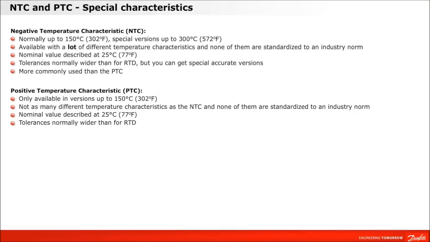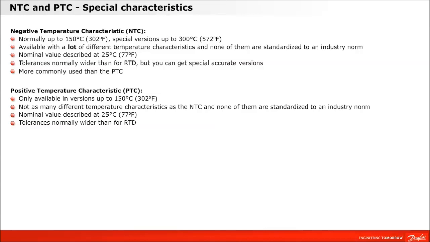The acronym NTC stands for Negative Temperature Characteristic, which describes the relationship between output resistance and temperature increase for this type of thermistor. The output signal in ohms decreases when the applied temperature increases for the NTC element. The temperature range is normally up to 150 degrees Celsius, with special versions up to 300 degrees Celsius.